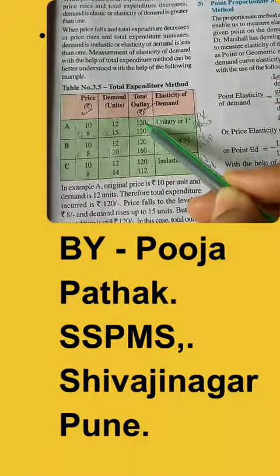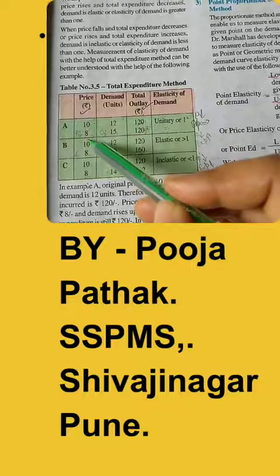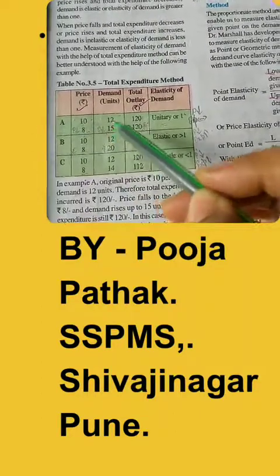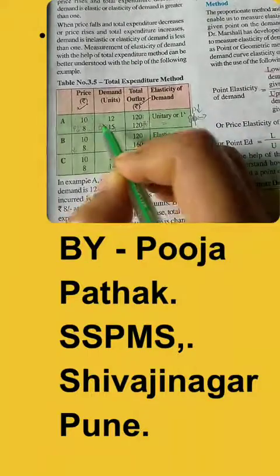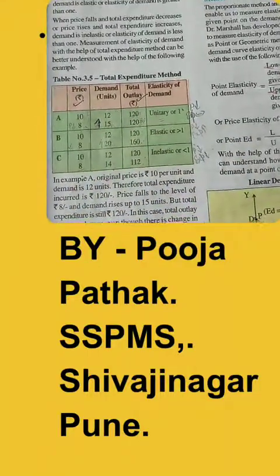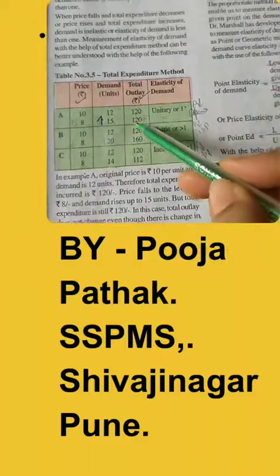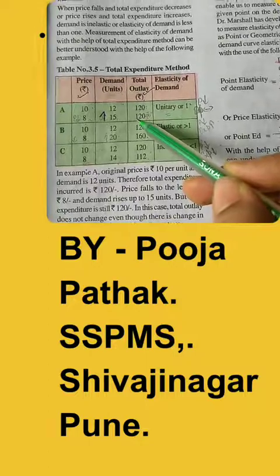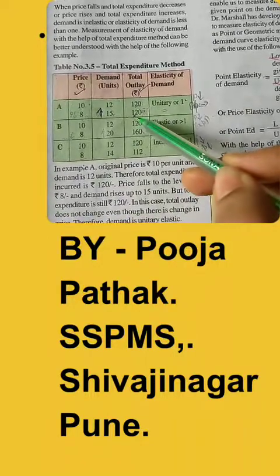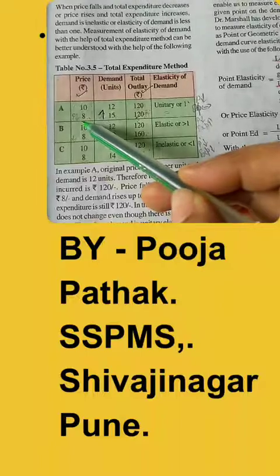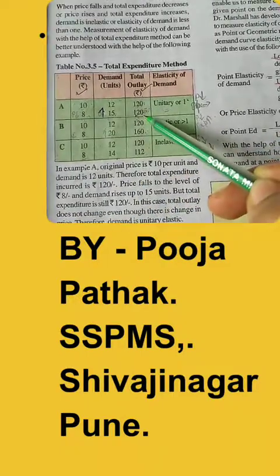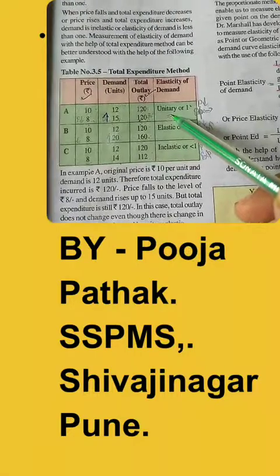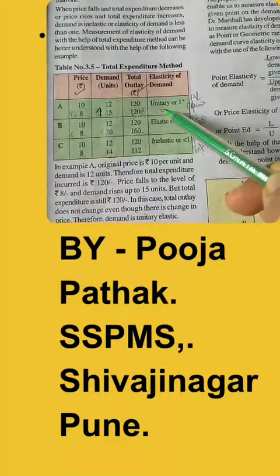Now when there is a fall in the price, what has happened to the quantity demanded? The quantity demanded has increased. Now what is happening to the expenditure? The expenditure is remaining constant, 120. So let there be a fall or rise in the price, when the expenditure remains constant, that type of elasticity is called unitary elastic demand.